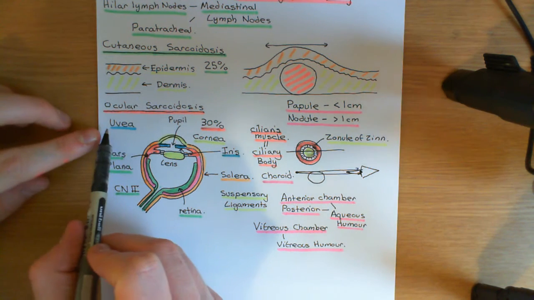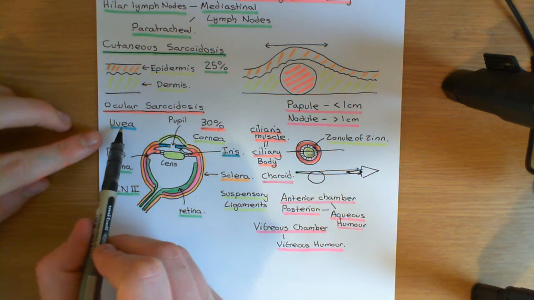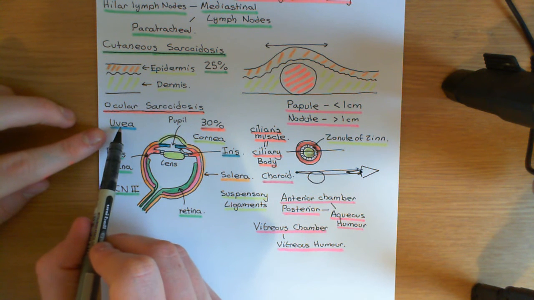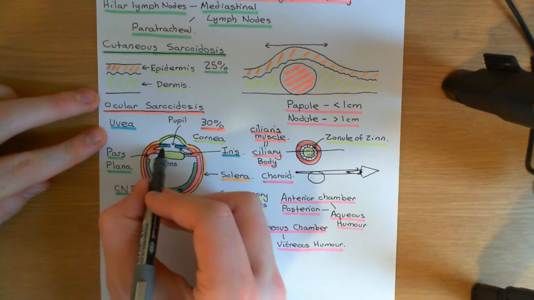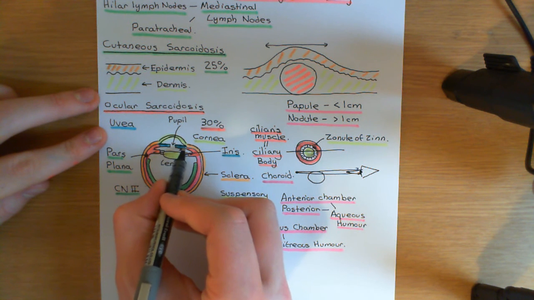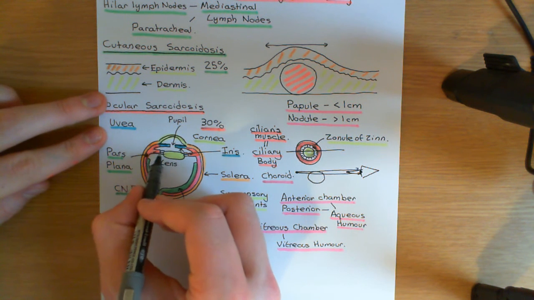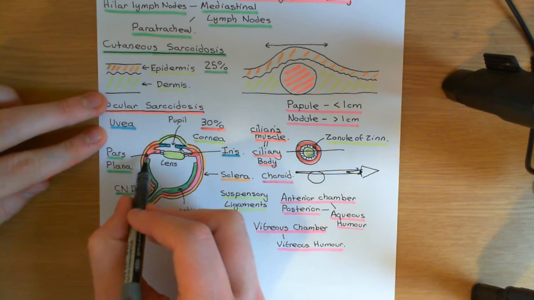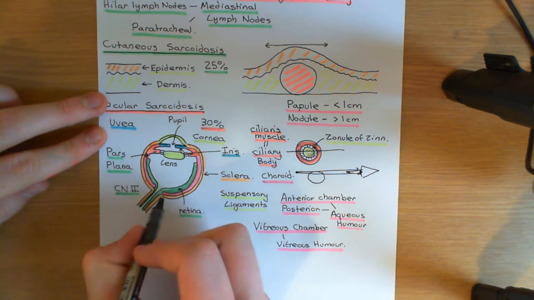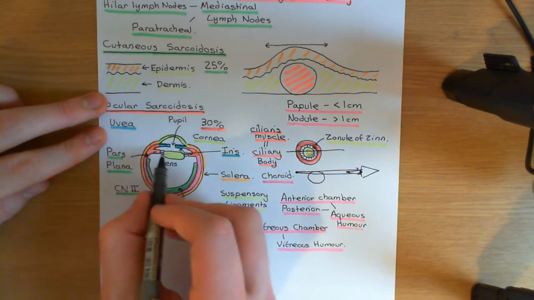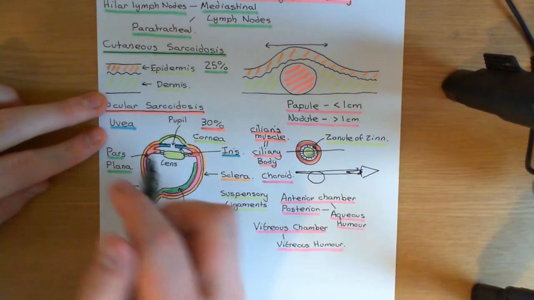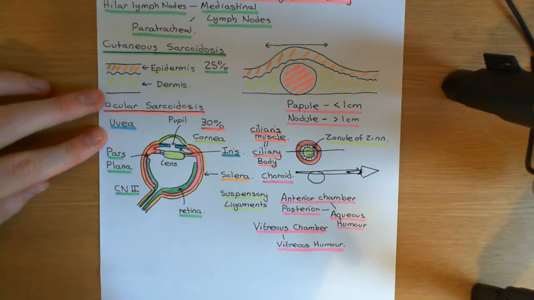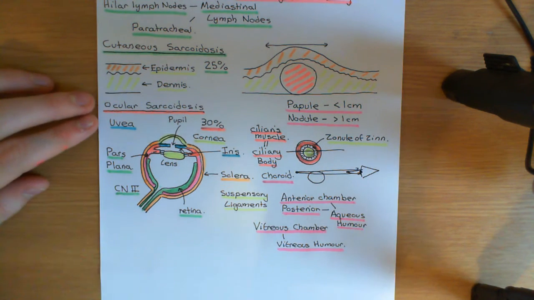Because sarcoidosis can affect the uvea of the eye. Now, we've discussed what the uvea of the eye actually is. It's this middle layer of the eye. It's all of these different structures: the iris anteriorly, then the ciliary body after that, and then the choroid after that. All of those structures together, which form one layer of the wall of the eye, are known as the uvea. And sarcoidosis can affect the uvea.